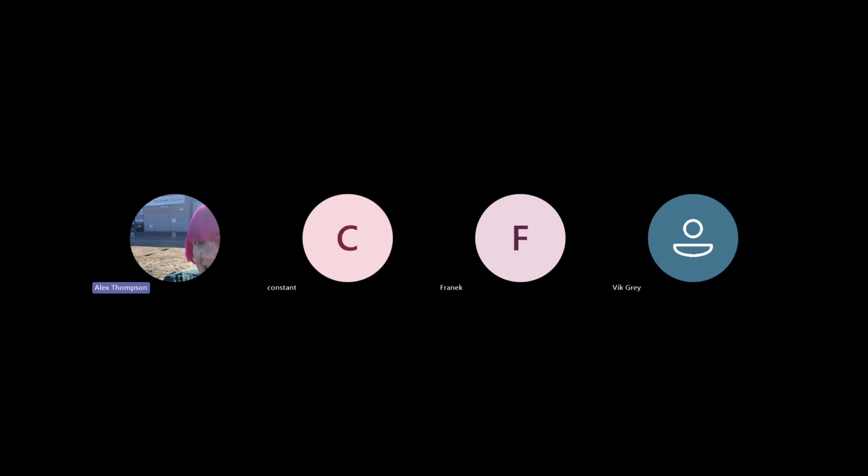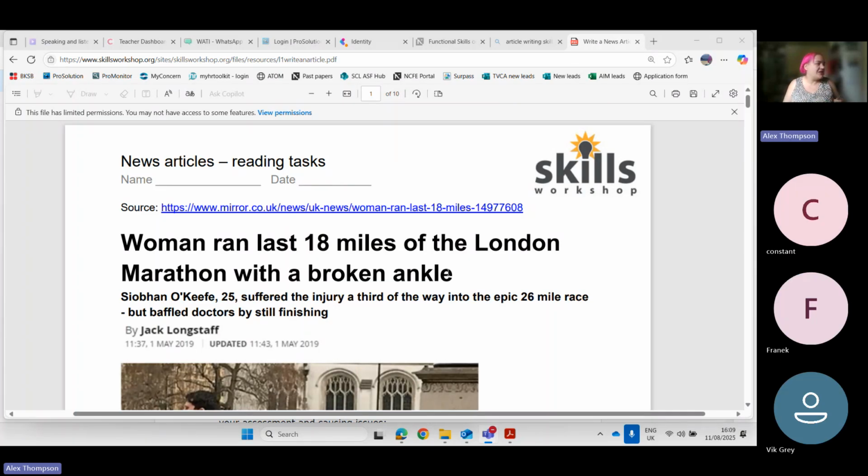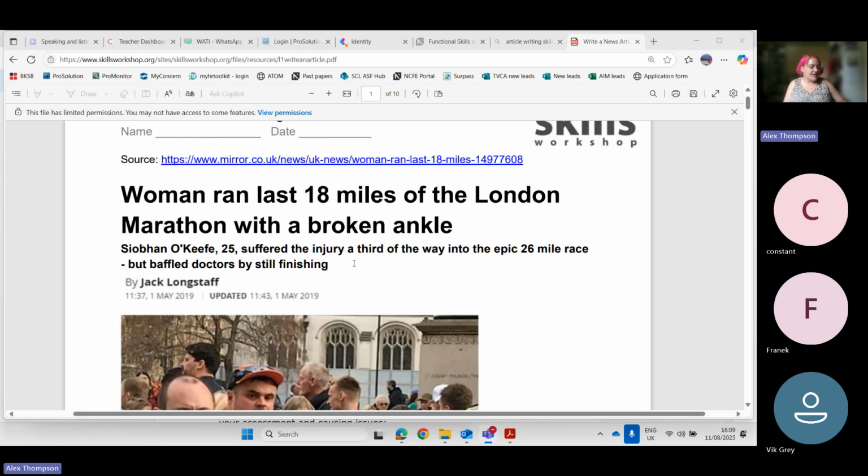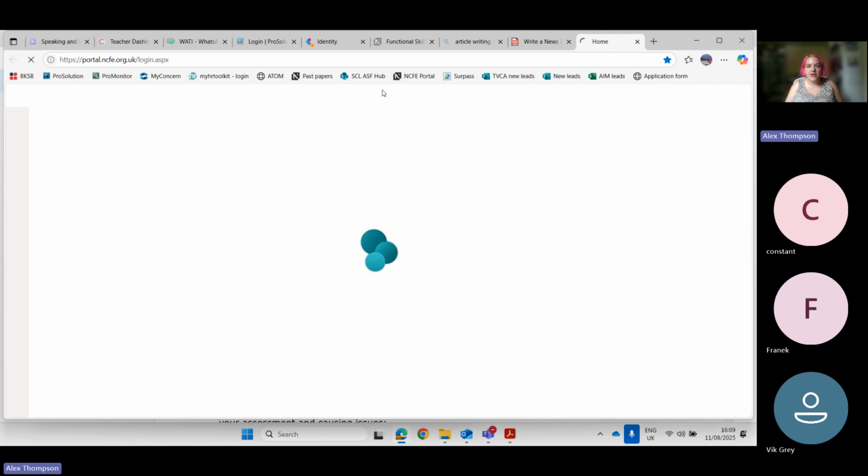There we go. Right, so we are going to be looking today at writing an article. And it's all about writing an article to the exam board specification. So I have an example of one of the questions.